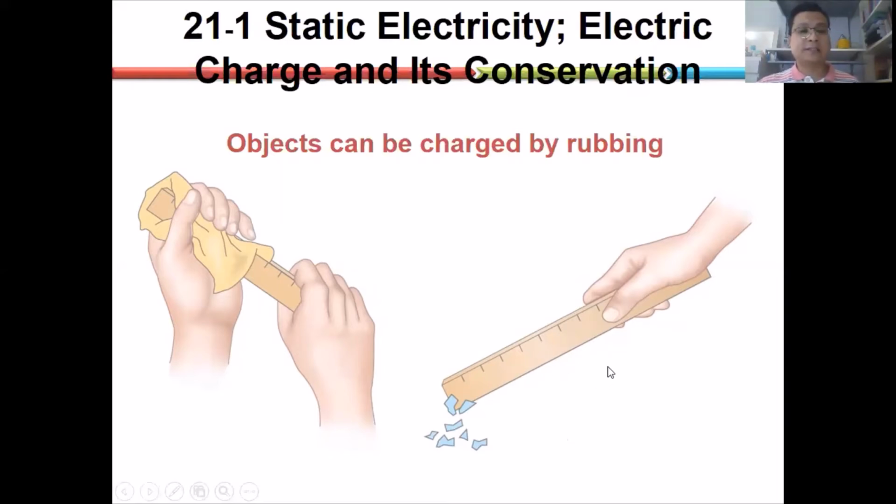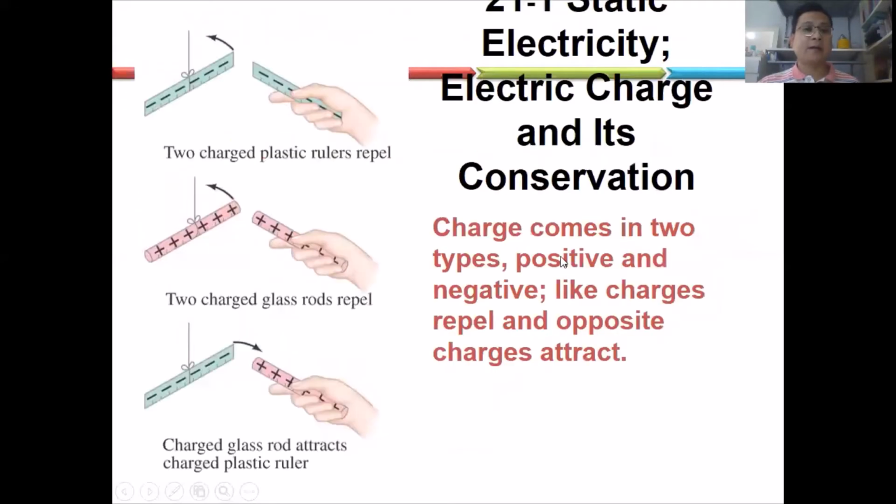Because the electric charge will produce a positive charge, and this will attract the negative electron charge. So attraction will happen in this phenomenon. That's why the small cutting paper is attracted to the ruler. In static electric charge and conservation, there are two types, positive and negative, as mentioned before: like charges repel and opposite charges attract.